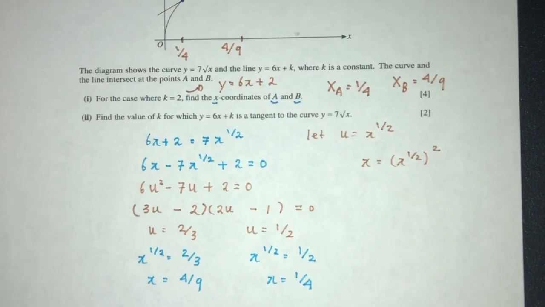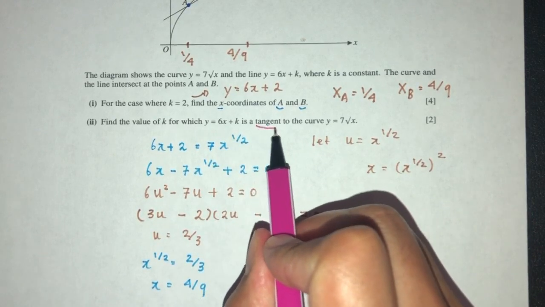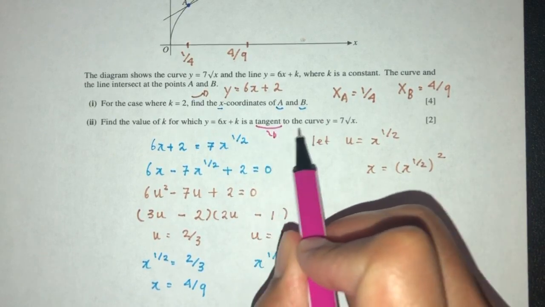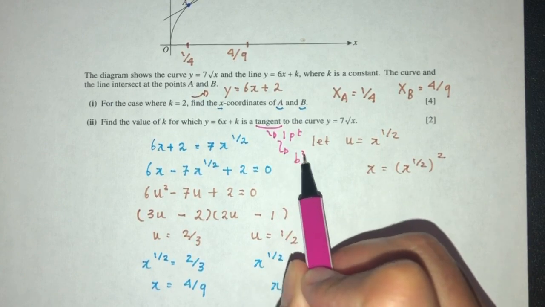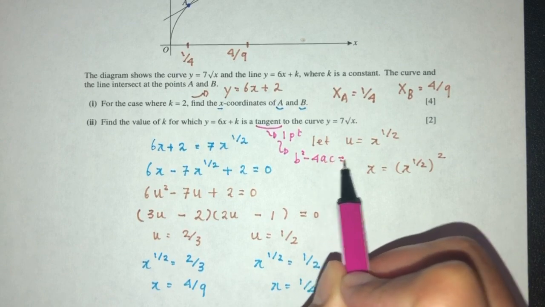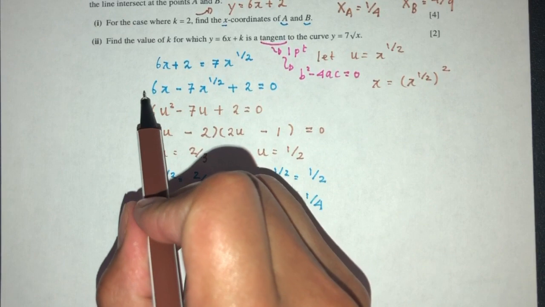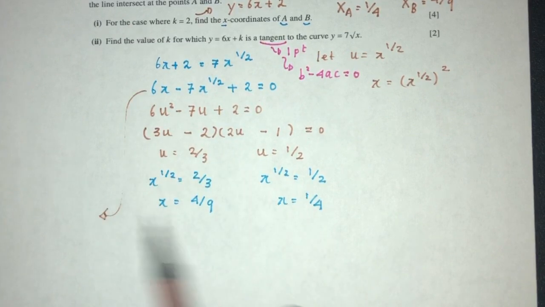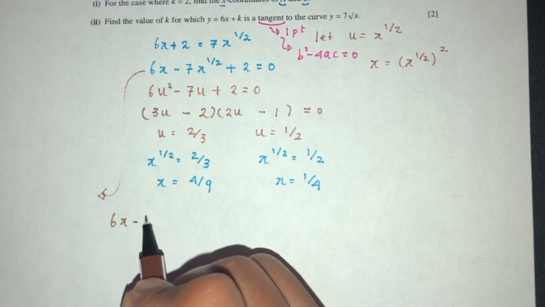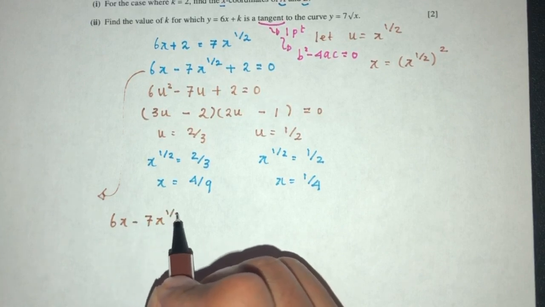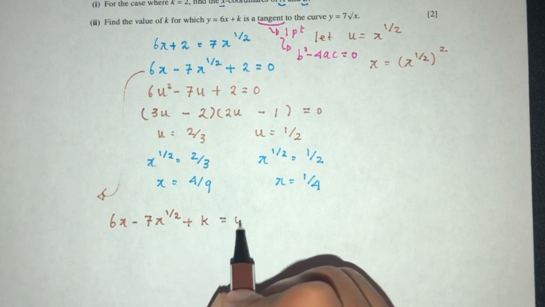Now let's move on to part 2. Now find the value of k for which this is a tangent to the curve. So it means that it touches the curve at only one point, and because of that we understand b squared minus 4ac have to be equal to 0. So let's solve. So you will have this equation for now, right? By solving simultaneously, you will have 6x minus 7x power half and plus k instead of 2 equal to 0.